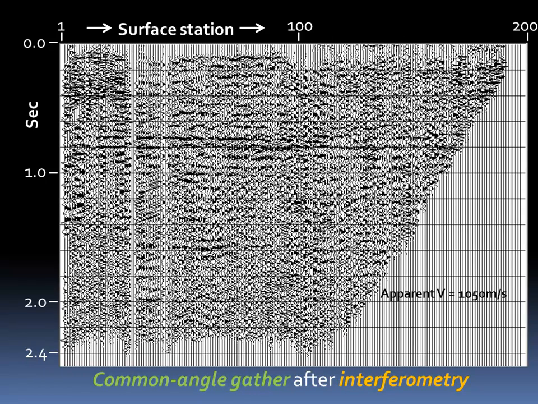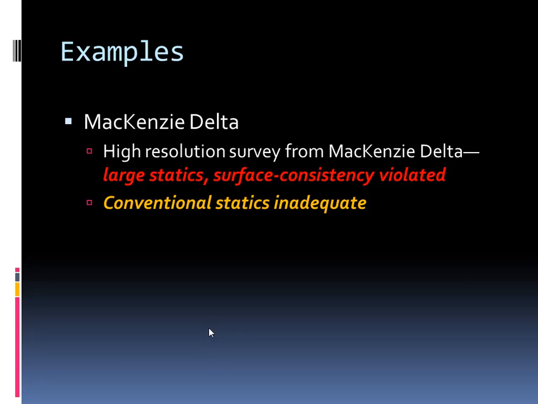So it looks like the interferometry is doing the right kind of thing. So let's now look at two data examples in detail. We'll look first at the Mackenzie Delta data. And as I mentioned before, this is a particular type of data that the process was designed for.